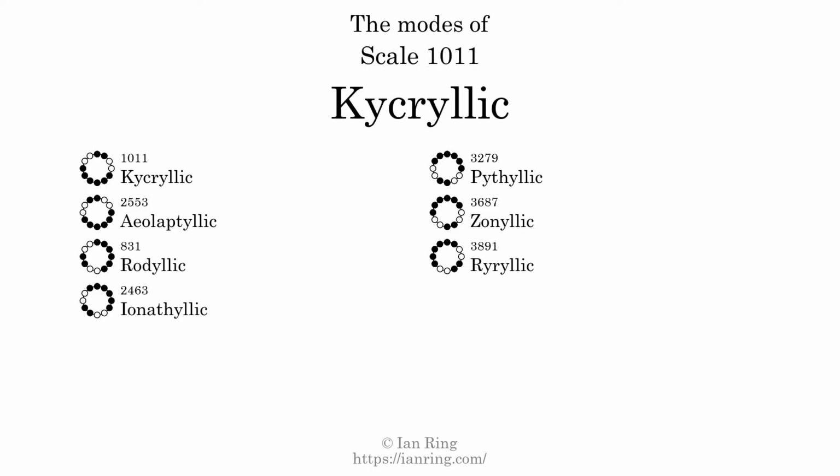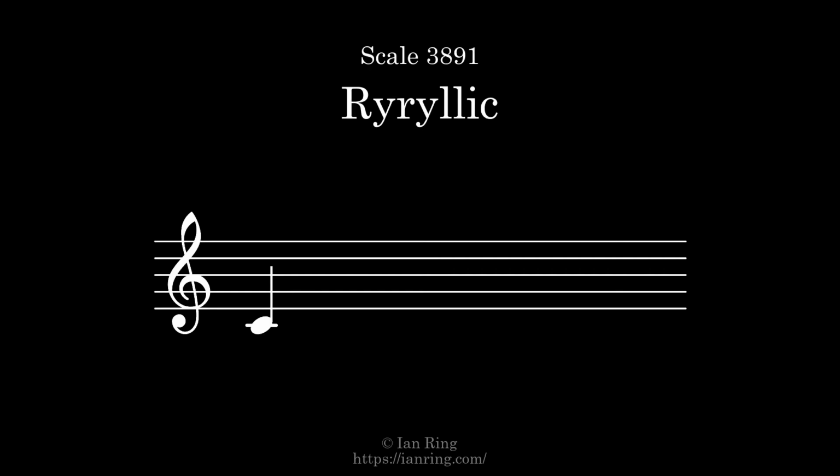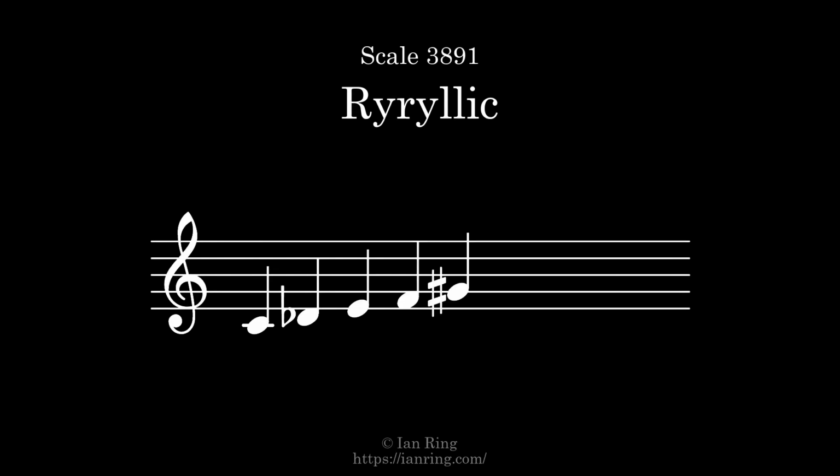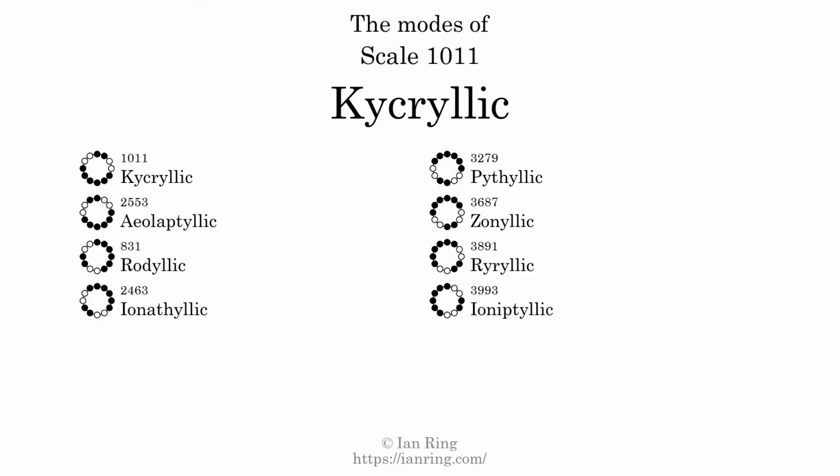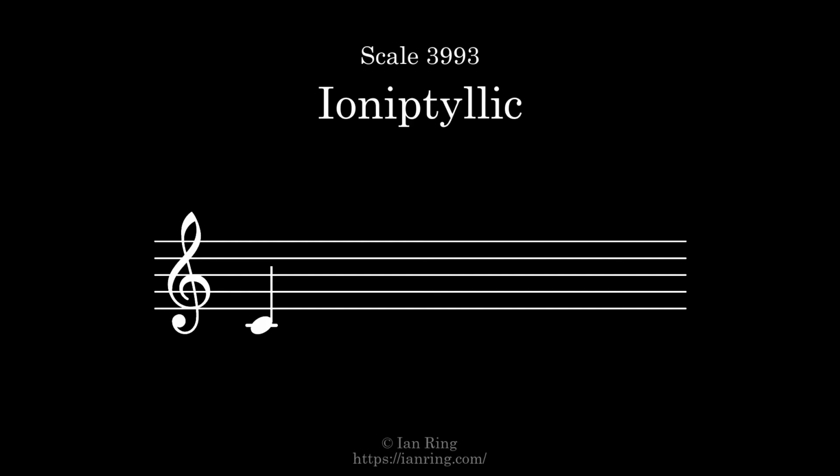The seventh mode is scale 3891, also known as Kycryllic. It sounds like this. The eighth and last mode is scale 3993, also known as octatonic. It sounds like this.